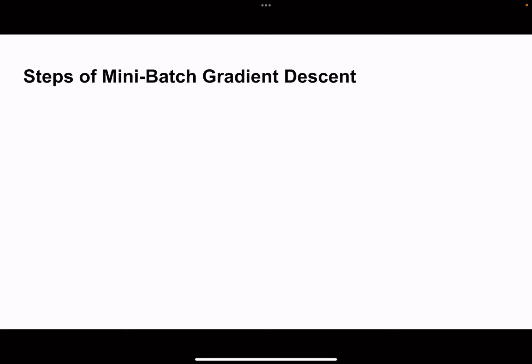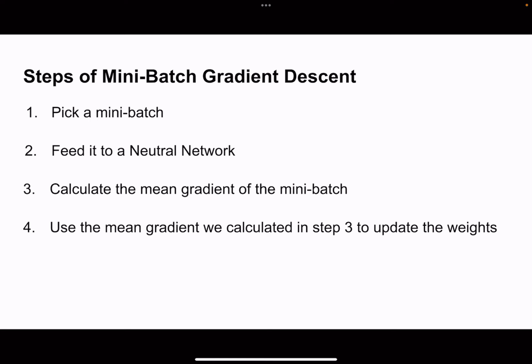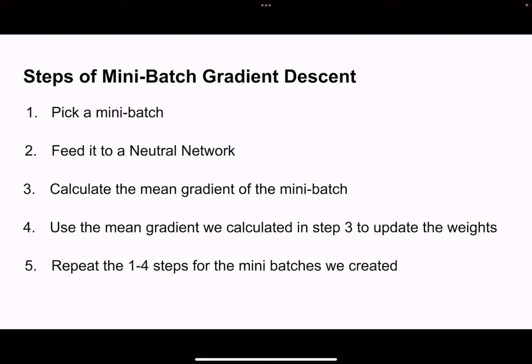There are 5 steps of mini-batch gradient descent. First, pick a mini-batch. Second, fit it to the neural network. Third, calculate the mean gradient of the mini-batch. Fourth, use the mean gradient we calculated in step 3 to update the weights. Fifth, repeat steps 1 through 4 for the mini-batches we created.